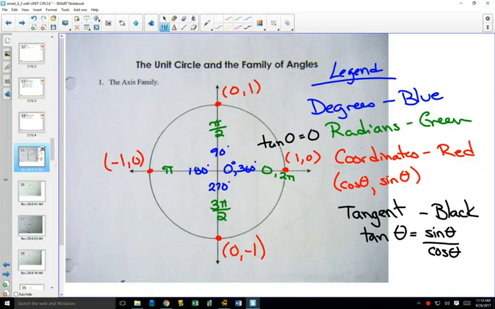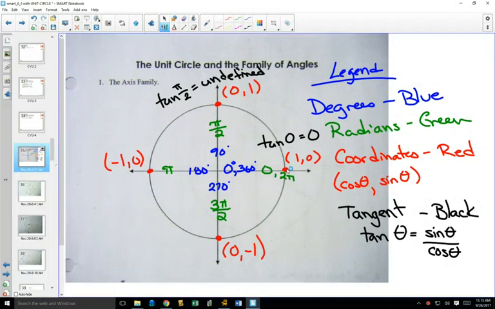If we go up to pi over 2, or 90 degrees, and again think that tan is sine over cos, which is the y-coordinate divided by the x-coordinate, we're going to get 1 divided by 0. What's that equal to? That's undefined. It's not possible. So we'll just write undefined here because you're not allowed to divide by 0.